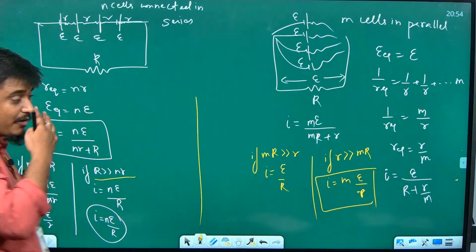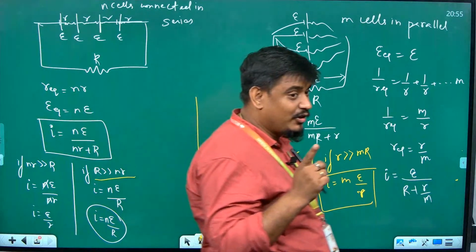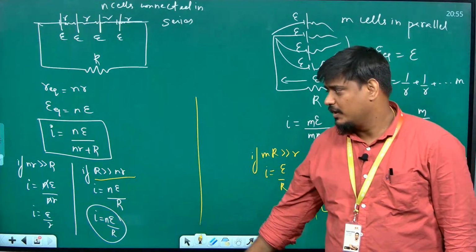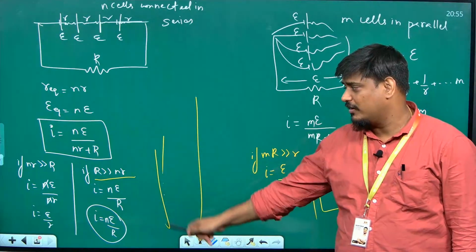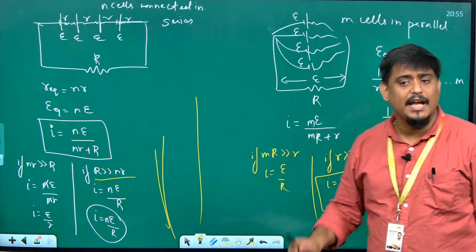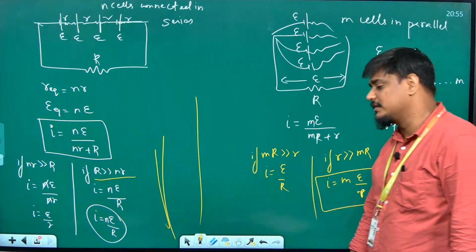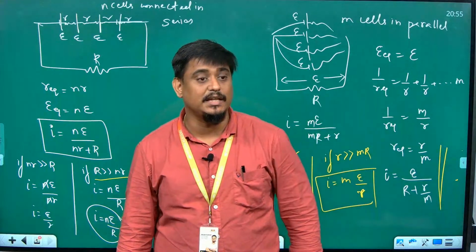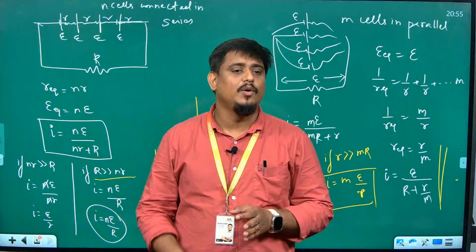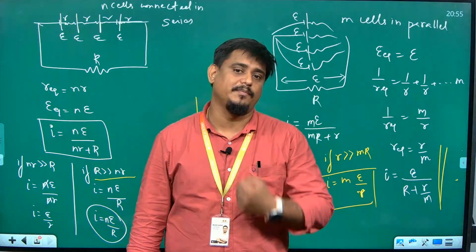See, our aim is to draw the maximum current. So, for drawing maximum current, we go for series connection when external resistance is more than internal resistance, and we go for parallel connection when internal resistance is more than the external resistance. If they both are equal, we will go for mixed grouping.